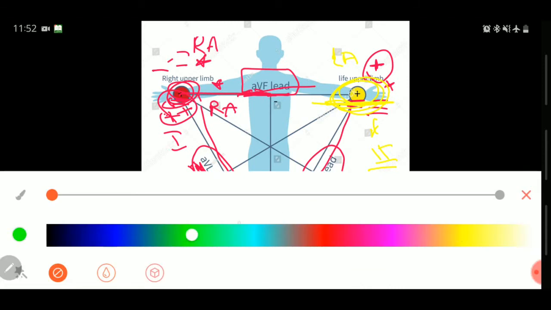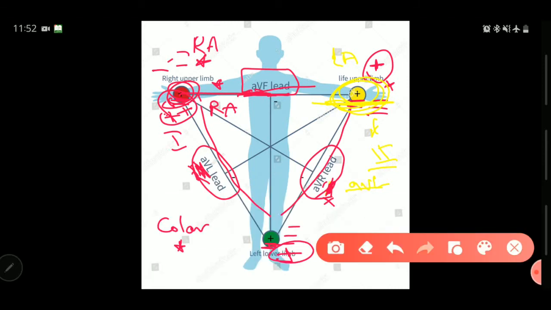The last thing is the EVF or lead number 3, which you put at the left leg. Sometimes you don't see the EVF or the lead number 3, so you have to look for the green color and put it at the left leg, because the green color is related to lead number 3 and the EVF, and put it at the left leg.